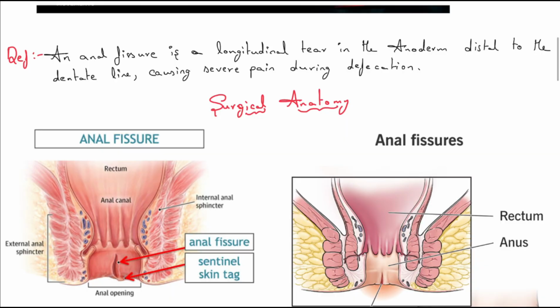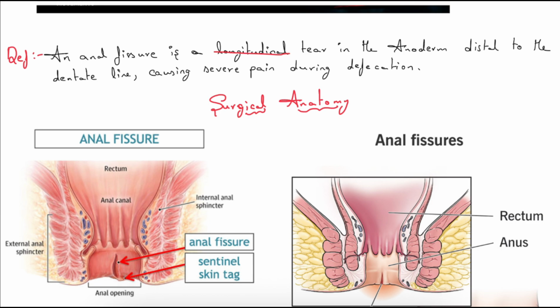First of all, the definition of anal fissures. Anal fissure is a longitudinal tear, which causes an ulcer, in the anoderm distal to the dentate line, causing severe pain during defecation. It is the most common benign anal condition. Usually we can see a single, extremely painful fissure, and it is common in young adults.